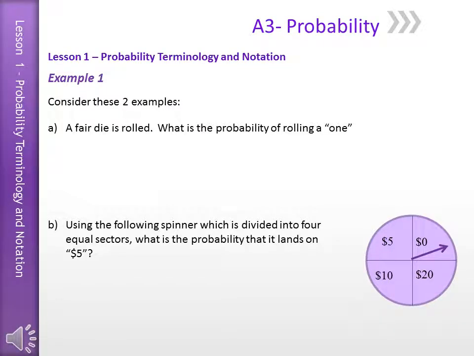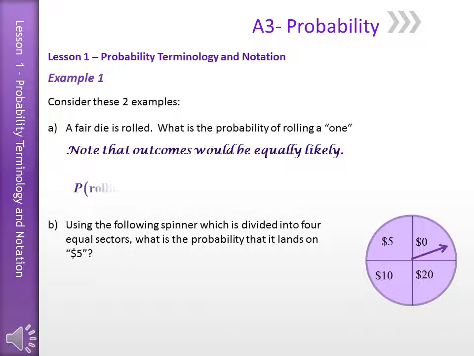Example 1. Consider these two examples. A. A fair die is rolled. What is the probability of rolling a 1? Note here that the outcomes would be equally likely. You would just as likely roll a 3 as you would a 4 as you would a 1. So the probability of rolling a 1 would be 1 over 6, where 1 is the favorable outcome, and 6 is the sample space, because you have the possibility of rolling a 1, 2, 3, 4, 5, or 6.